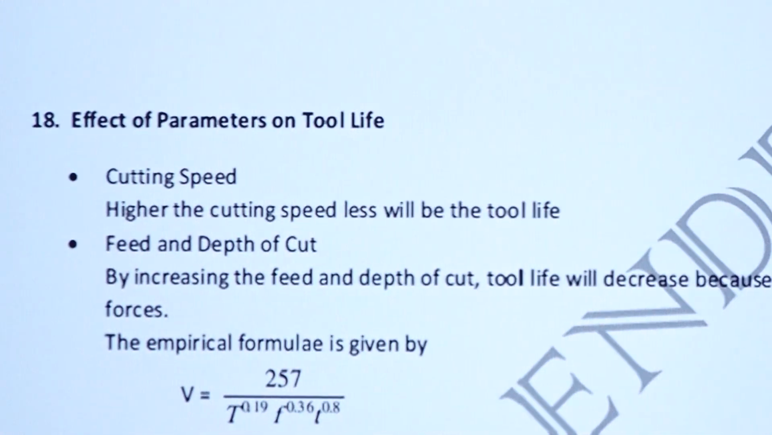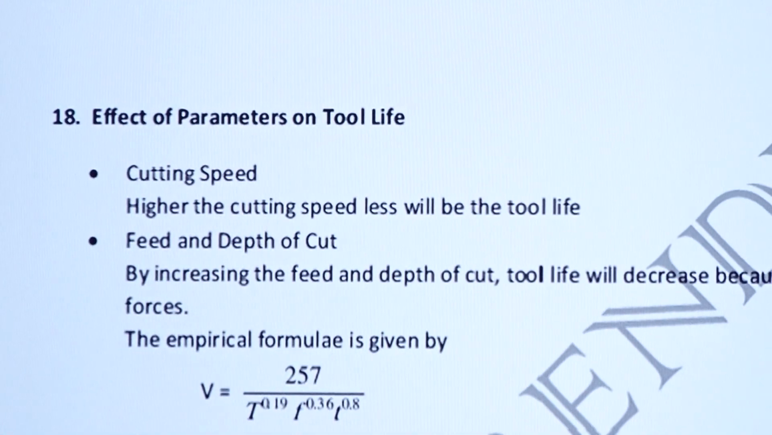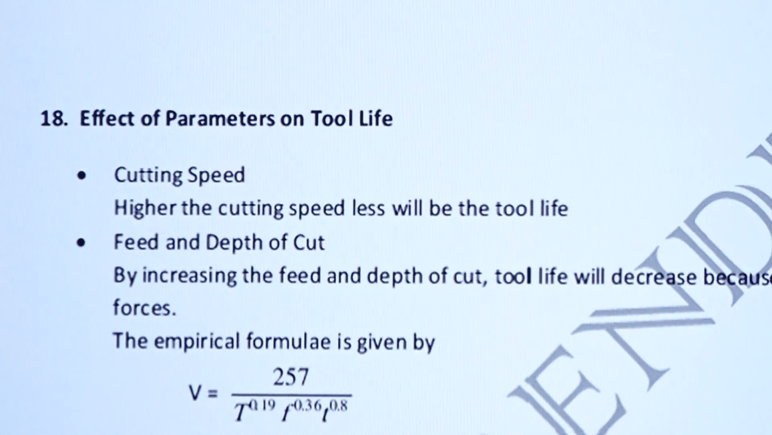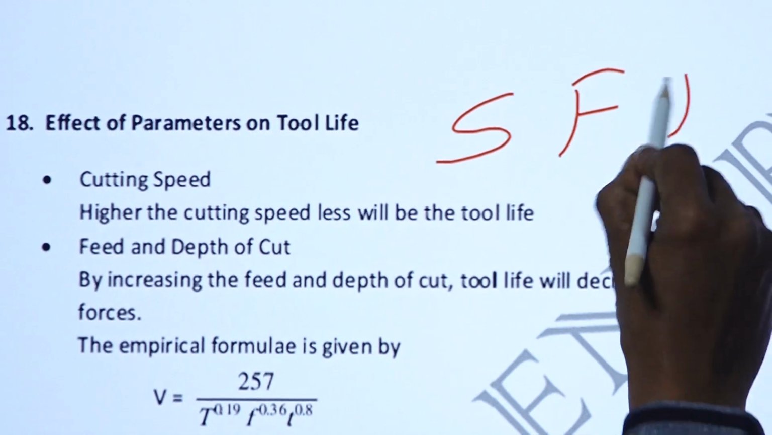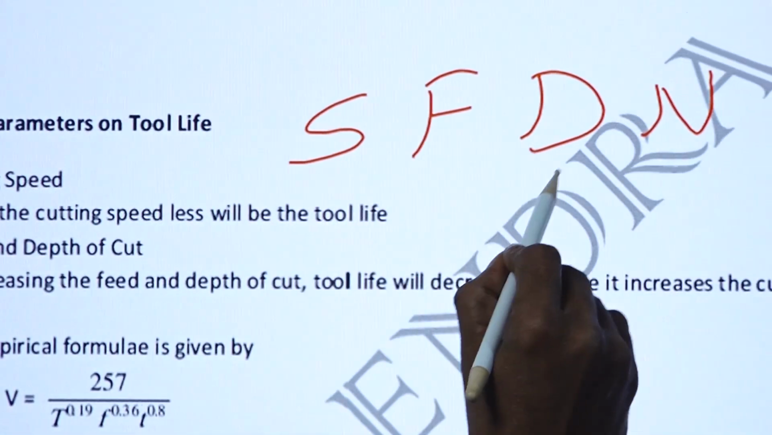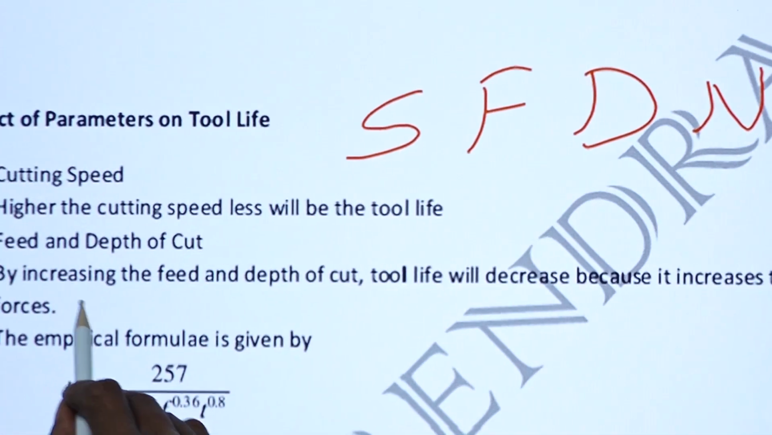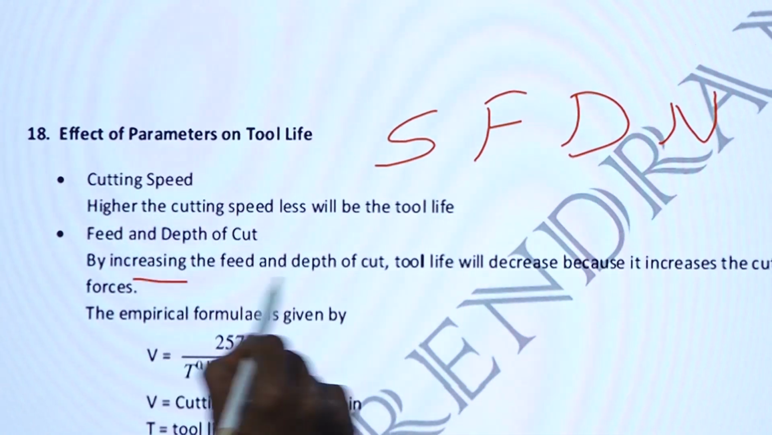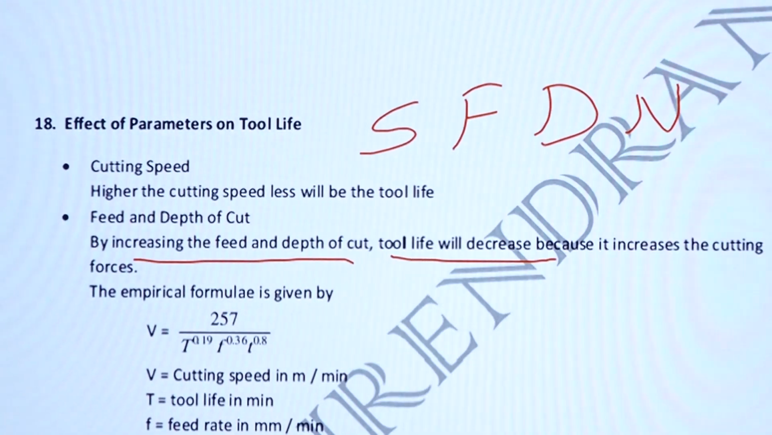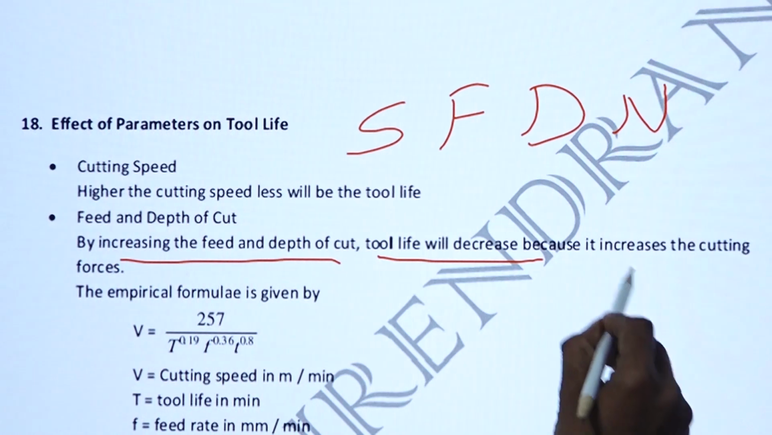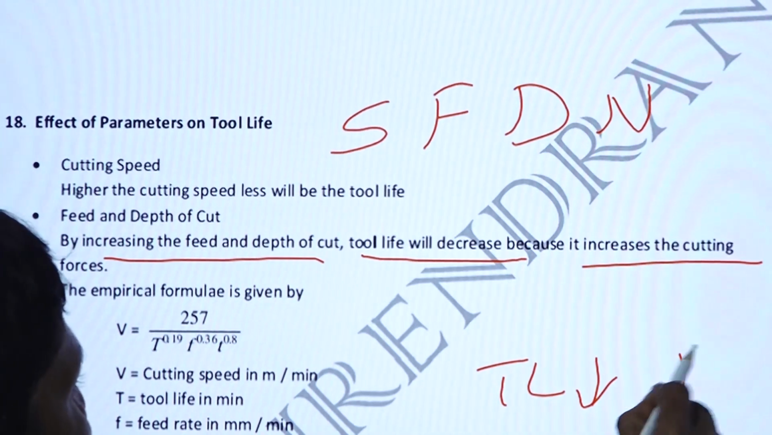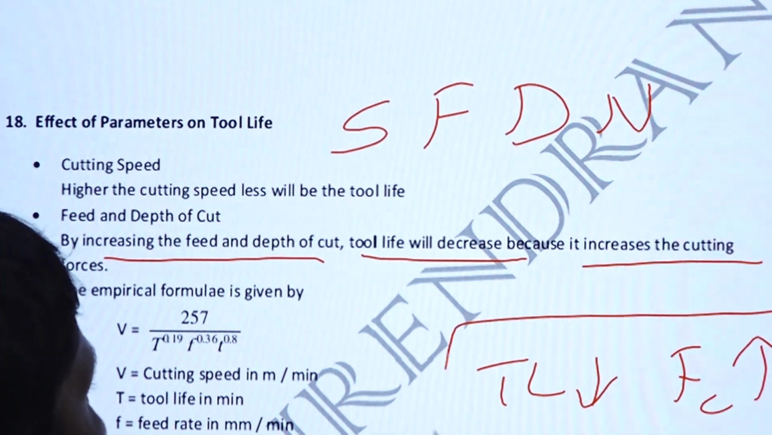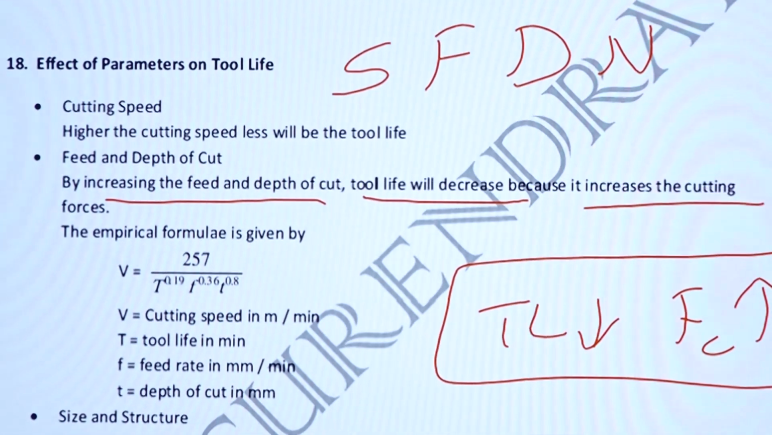So, the effect of parameters on tool life. What are the parameters which affect the tool life? We should know that: speed, feed, depth of cut, and nose radius. So by increasing the feed and depth of cut, what happens? Tool life decreases, because it increases the cutting force. Cutting force increases, tool life decreases.